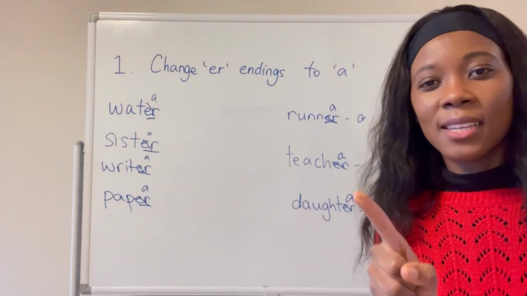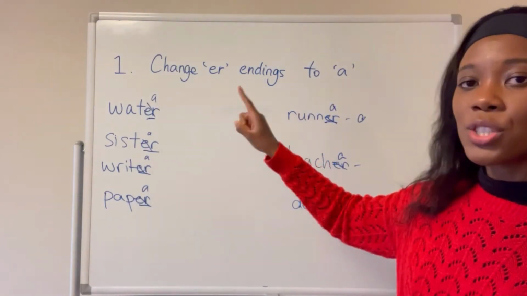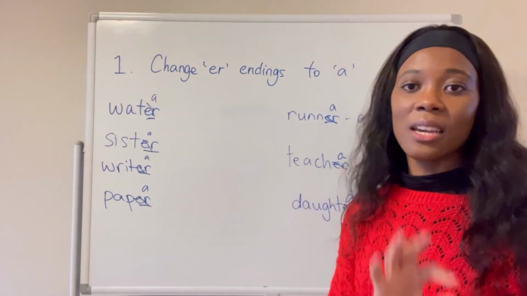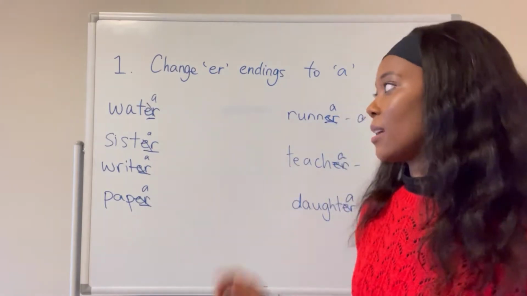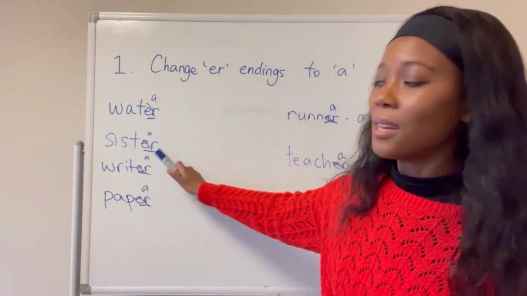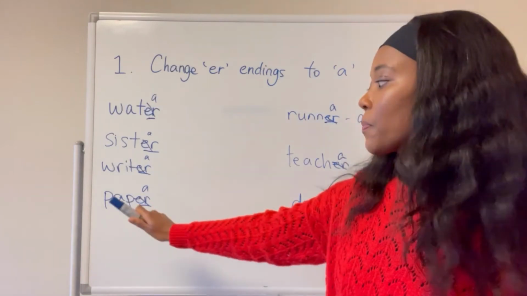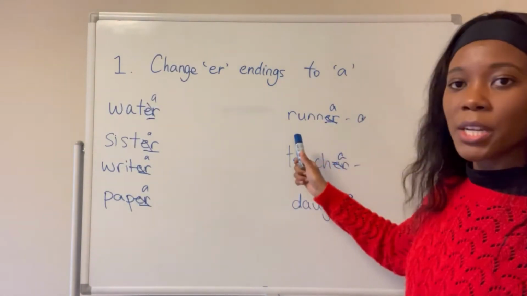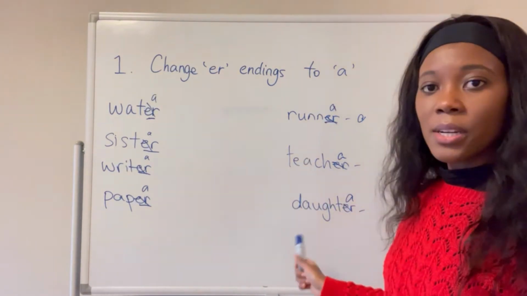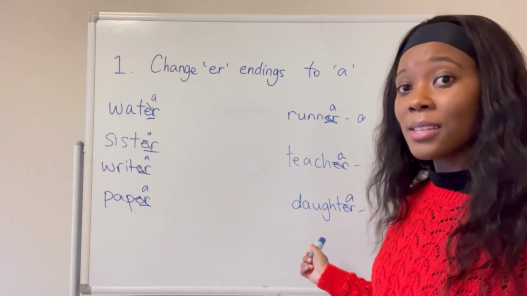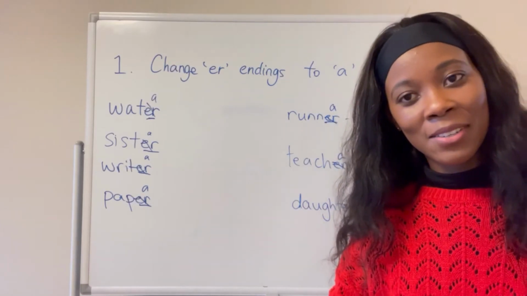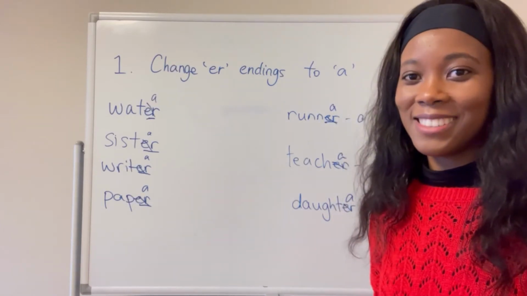So the first tip, change ER ending words to A. For example, water becomes wata. Sister, sista. Writer, writa. Paper, papa. Runner, runna. Teacher, teacha. Daughter, dawta. Okay, so that's the first hint. It will not happen in all cases, but it will happen in most cases.